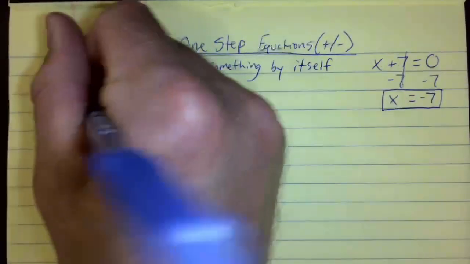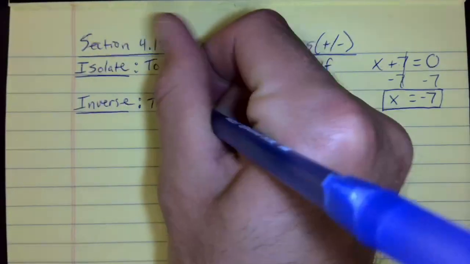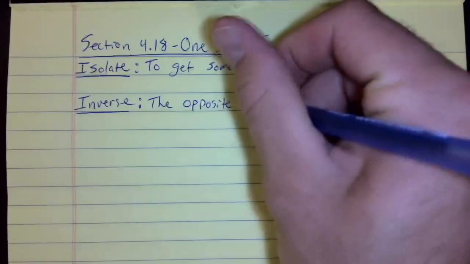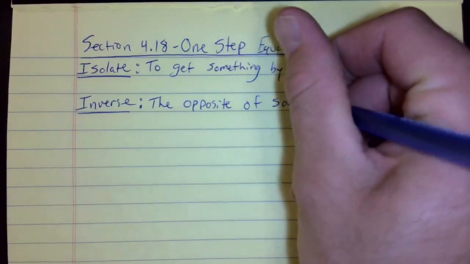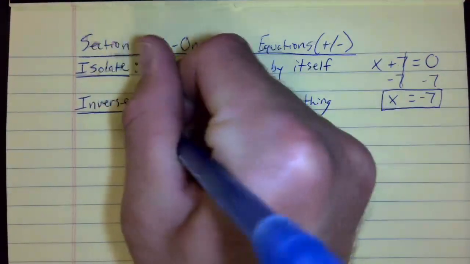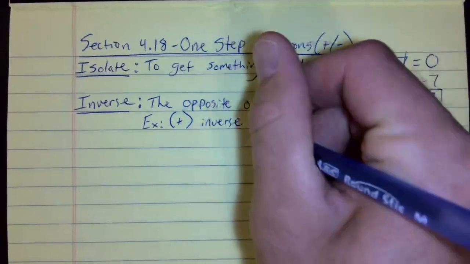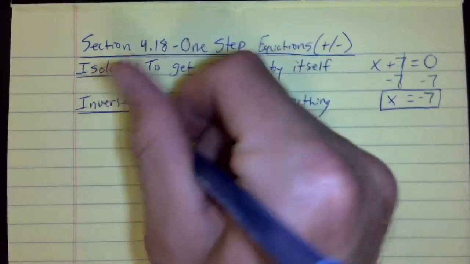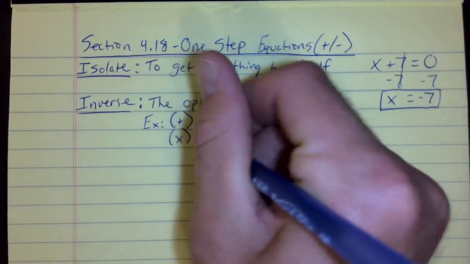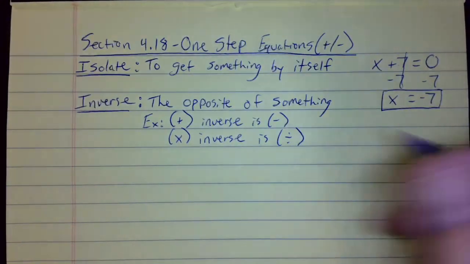Now you also need to know what an inverse is. An inverse is the opposite of something. All right, so you're trying to find the opposite of something. The opposite of your feet would be your hands. Opposite of your hands would be your feet. Just like in math, we look at, for example, the addition inverse. The addition inverse is subtraction. And same thing goes for multiplication. Multiplication's inverse is division. They undo each other.